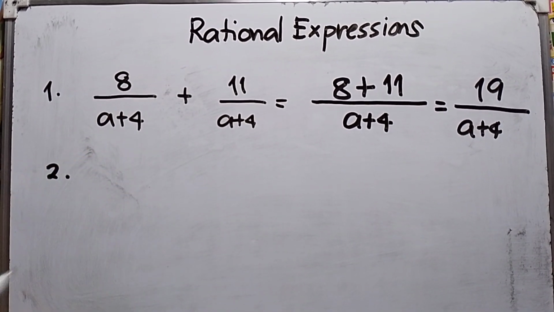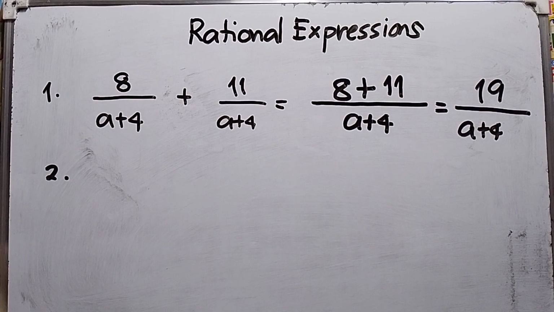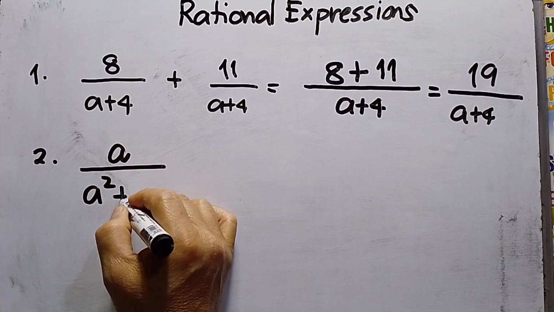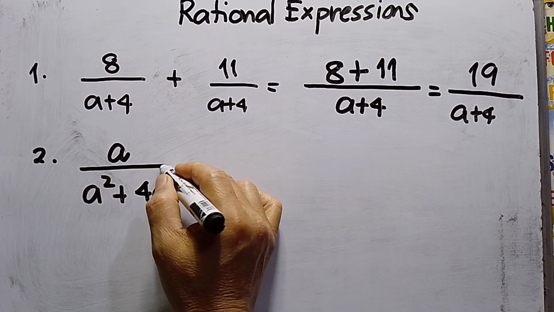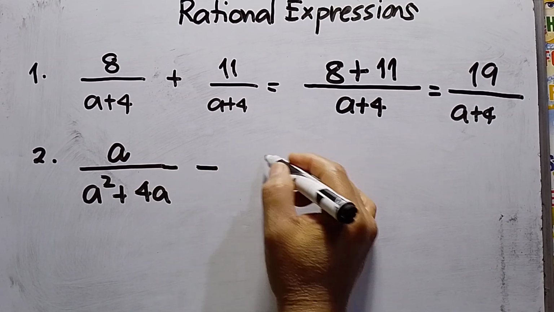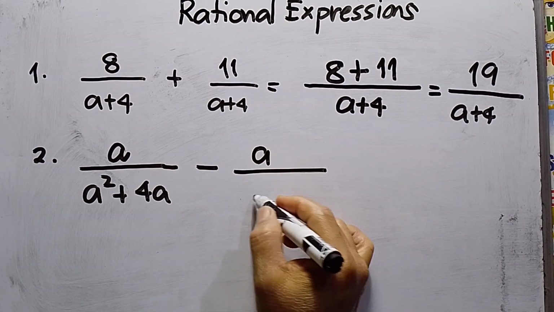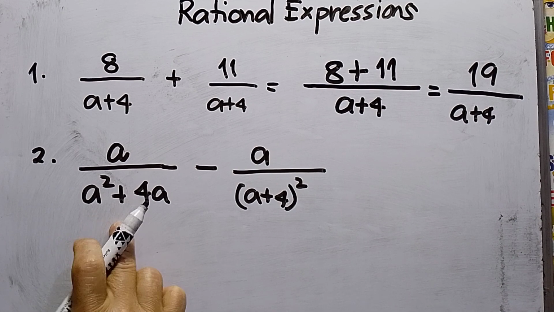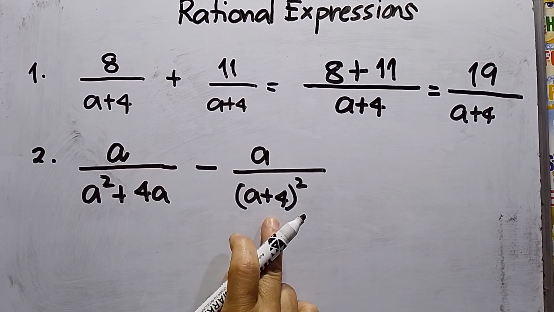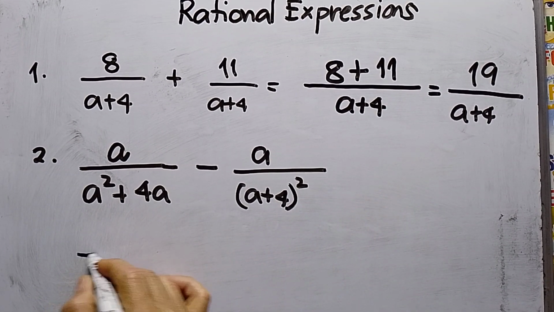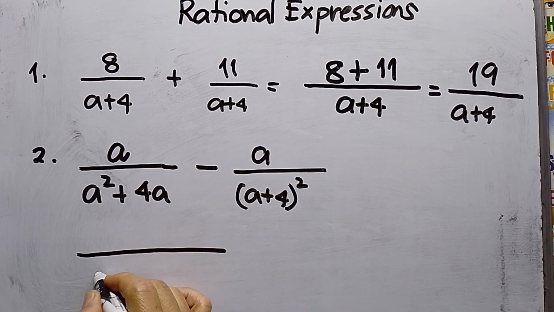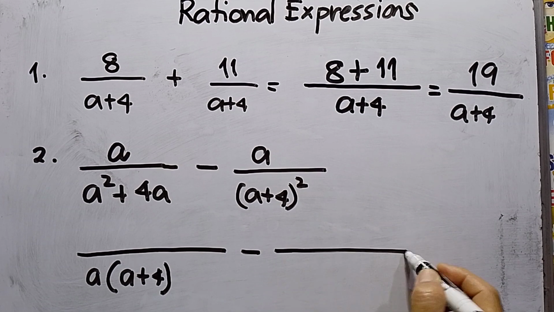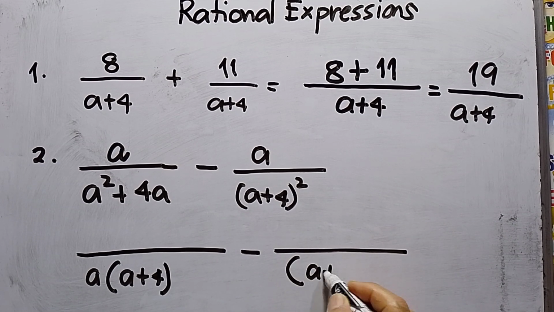Now let's proceed to number 2: a over a squared plus 4a, then minus a over a plus 4 squared. So let us factor the first denominator and the second denominator. For the first denominator, the common factor will be a, so I have a times a plus 4.